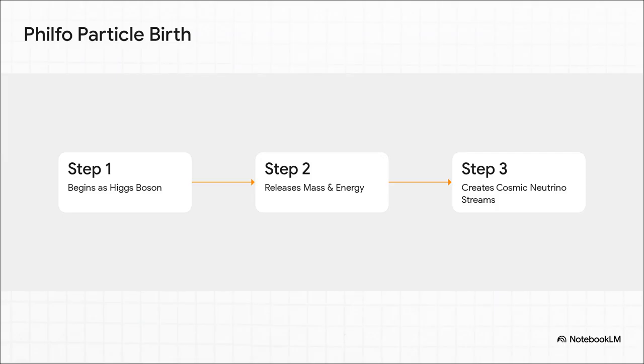1, it starts as a particle we already know, the Higgs boson. 2, it undergoes this incredible transformation, letting go of its properties. And 3, it becomes the source of these neutrino streams that are said to be absolutely everywhere. But okay, if these particles are everywhere, what's organizing them? What turns them into the reality that we see?